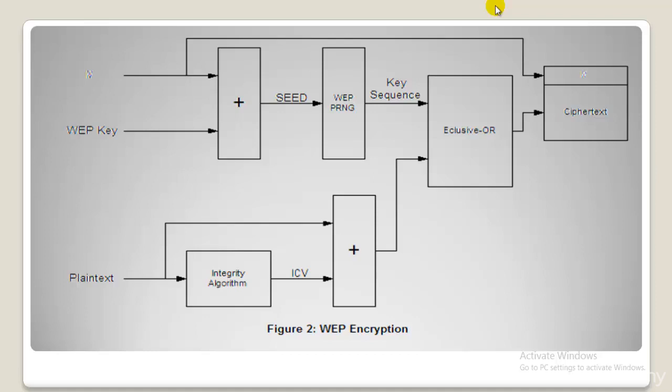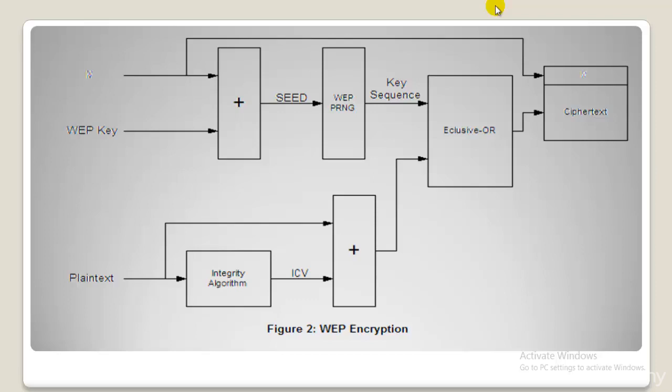WEP encryption is specified by IEEE 802.11 for encryption and authentication. This means that the standard describes WEP as having two main parts: the first being the authentication part, and the second being the encryption part.